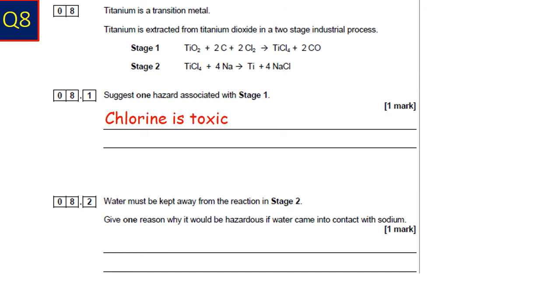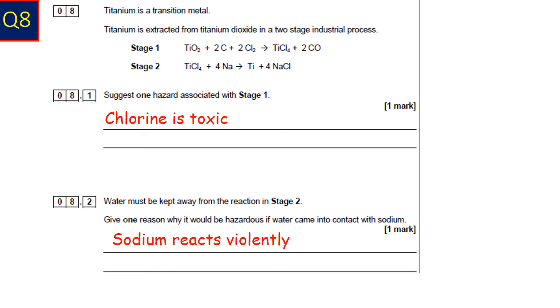For 8.2, water must be kept away from reaction stage 2. Give one reason why it'd be hazardous if water came into contact with sodium. So I think the probably most common answer we'd see from students is that sodium reacts violently, and that would be credit worthy. But we can use other words to describe that. We could say it's an explosive reaction, it's a very exothermic reaction. We could also mention that when it reacts, it produces sodium hydroxide, which is highly corrosive. We can also say that hydrogen gas is produced, and that is explosive and flammable. So you've got a few directions to go in.